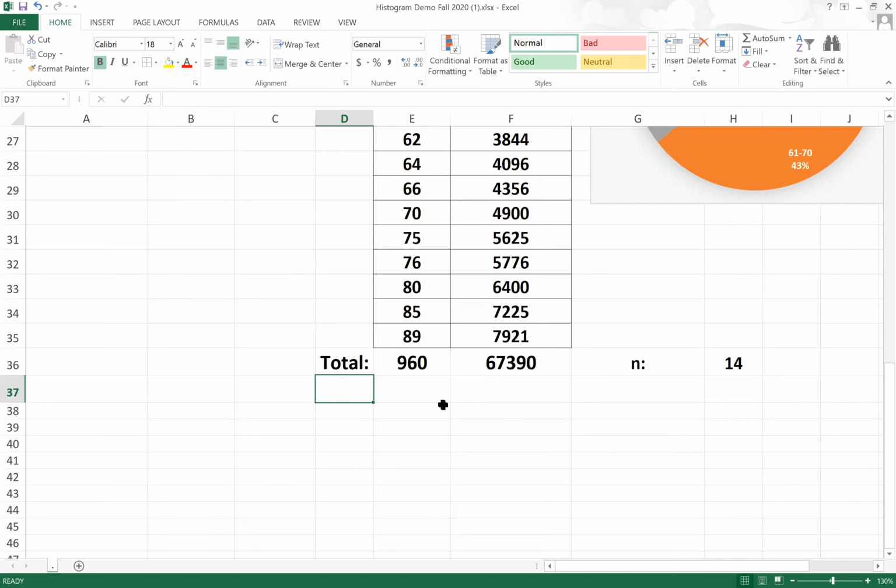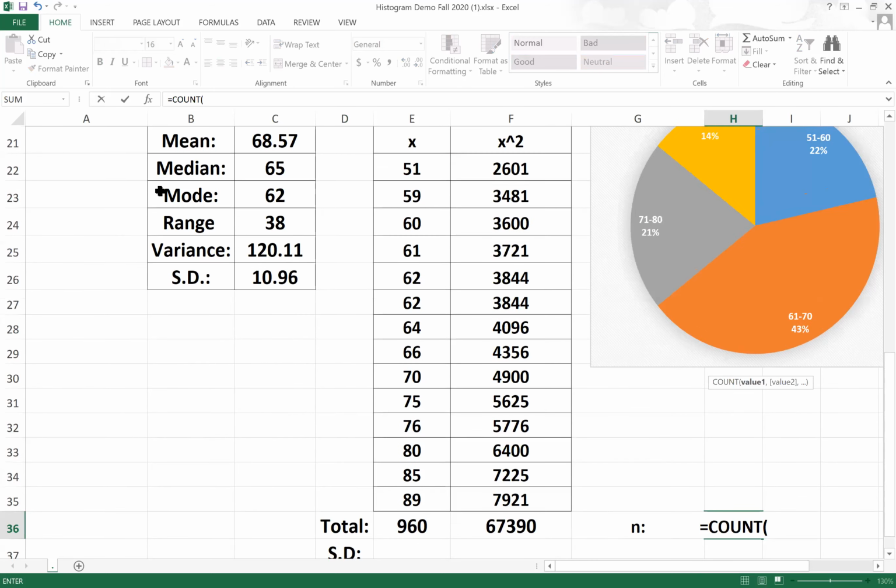Okay. Did you just type the 14 or did you calculate that? I just typed the 14. Or if you want to count yourself, you can do that. You do an equal sign, then COUNT. Type in count.